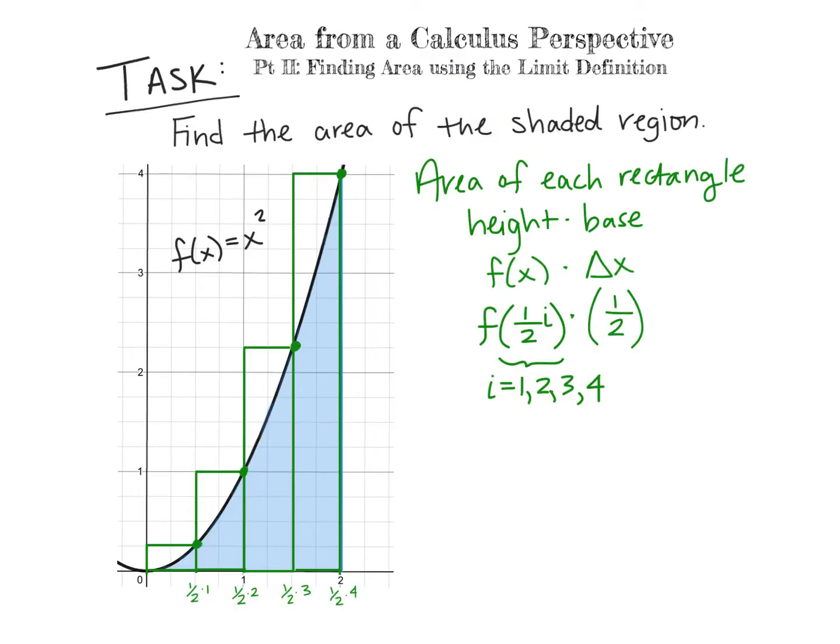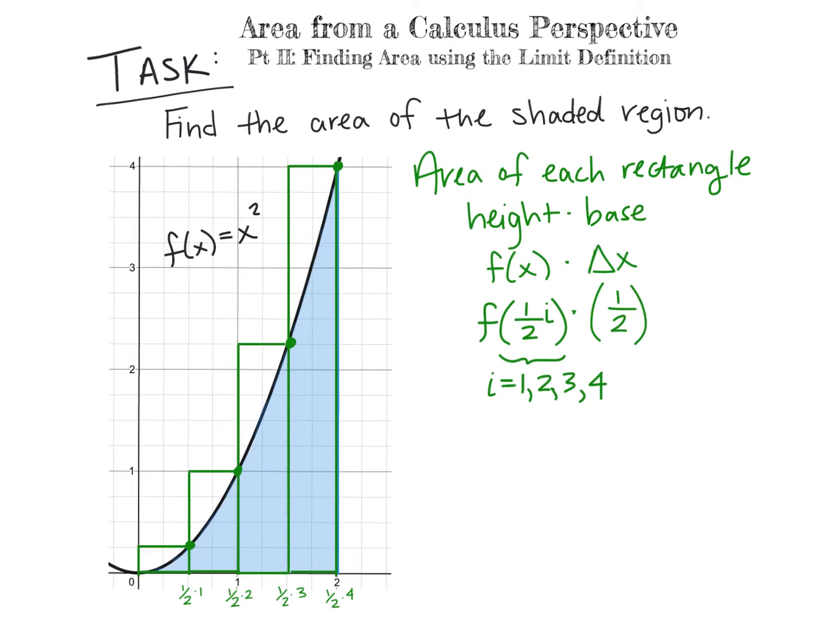So we actually want to do this 4 different times. The area of our first rectangle would be f of 1/2 times 1, and then times 1/2. This is the height of this rectangle, and this is the base length, delta x, which never changes. Plugging in 2 will give us the area of our second rectangle. Plugging in 3 gives us the area of this one, and plugging in 4 gives us the area of this final rectangle. We then want to add those 4 areas together.